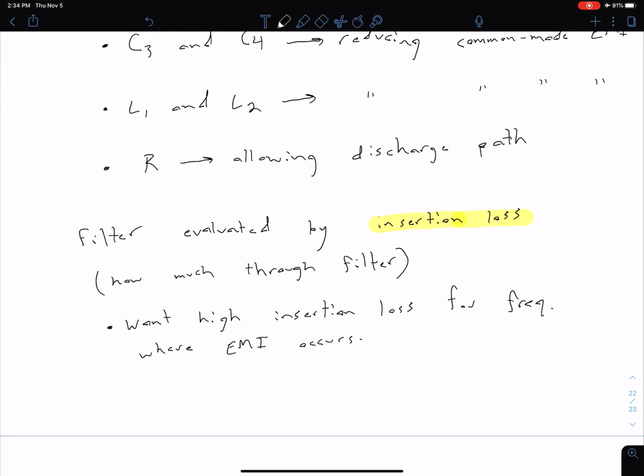And so in the following videos, we're going to take a look at our other methods for reducing EMI, and that is our grounding and our shielding.